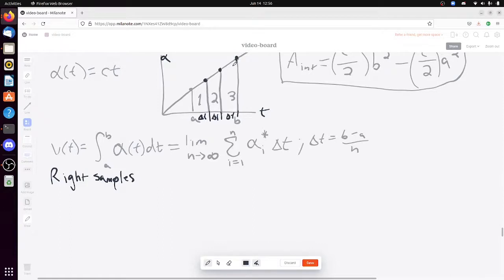That's actually the easiest. The second easiest is to do what's called the left sample. And that's basically choosing the leftmost value on the interval. So this will be 1, this will be 2, this will be 3. That's also pretty easy. It's a little bit harder than the right sample, actually, believe it or not, and I'll explain why in a second. The third answer is any sample.